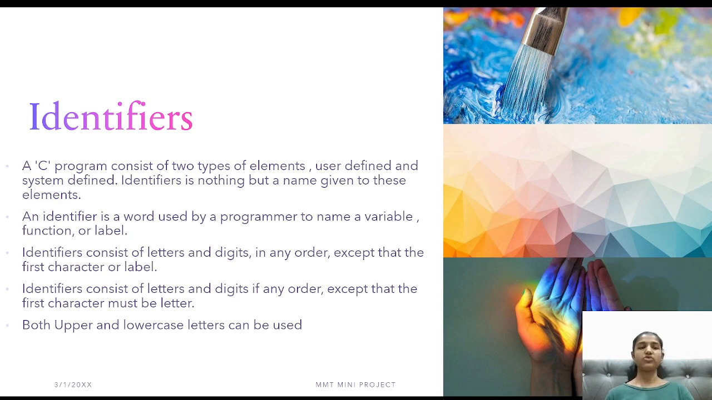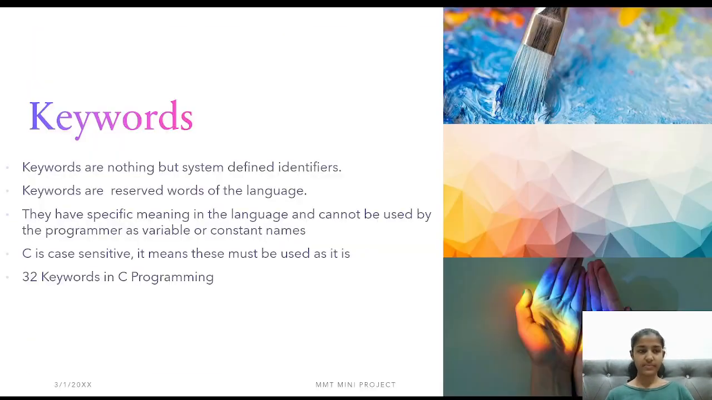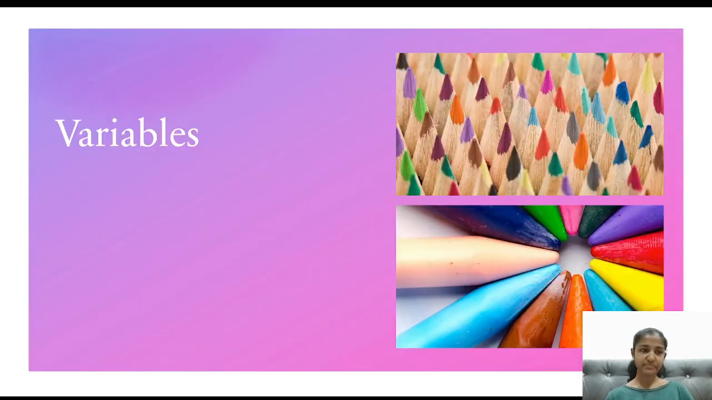Let's move on to the next topic, which is keywords. Keywords are nothing but system-defined identifiers. Keywords are reserved words of the language. They have specific meaning in the language and cannot be used by the programmer as a variable or constant names. C is case sensitive. It means it must be used as it is. There are 32 keywords in C programming.